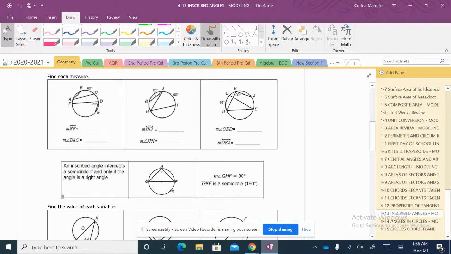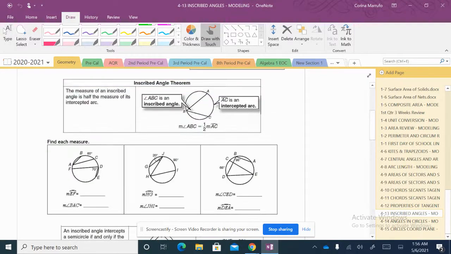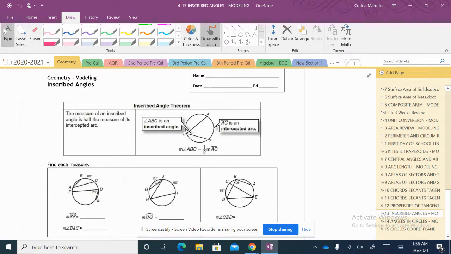Alright, so our next lesson that we're going to be covering is inscribed angles. The inscribed angle theorem: the measure of an inscribed angle is half the measure of its intercepted arc. If you notice an inscribed angle, 3 points of the angle are going to touch the circle.